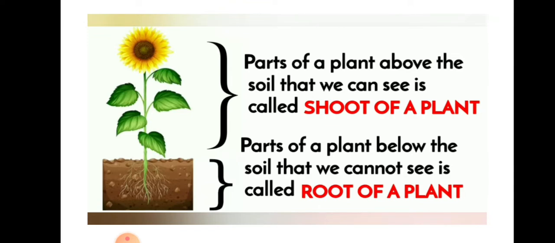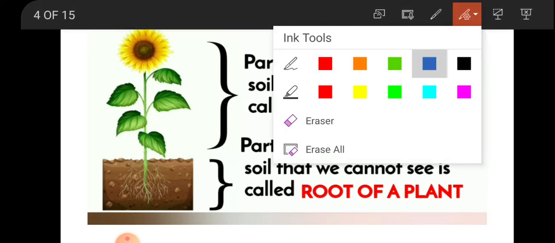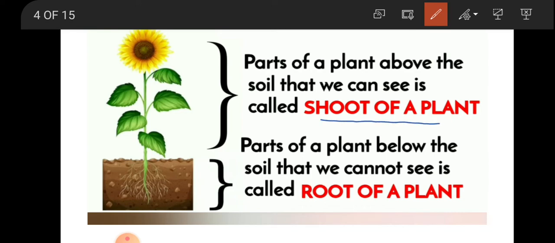Now, parts of the plant which are above the soil, which you can see, आपको दिखता है वो, you can see the parts of the plant which are above the soil. Soil का मतलब मिट्टी होता है, जो मिट्टी के ऊपर है, ग्राउंड के ऊपर है. Those parts you can see. ठीक है, उसको बोलते हैं shoot. What do you call shoot? Shoot of the plant. ठीक है, so the parts of the plant above the soil that we can see is called the shoot of the plant.